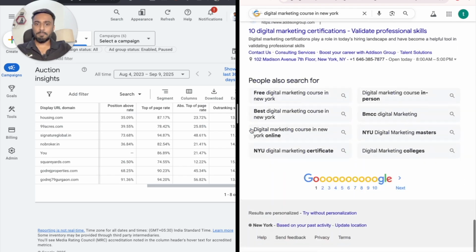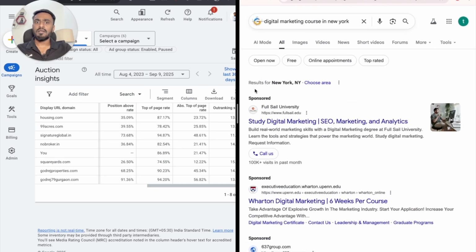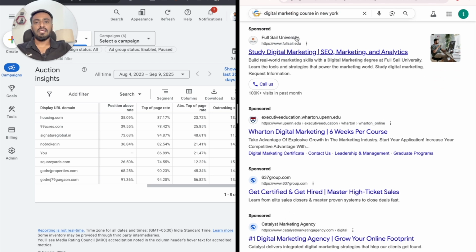It should not be at the bottom of the page, which is this, or this. It should always be on the top of the search engine ranking page, which is first, second, third, and fourth. If your ad was shown anywhere in all these 4 places, you will be counted under top of the page rate. For example, out of those 100 impressions, 86.89% of the time, or 86.89 times, my ad was shown in any of these 4 rankings. That's why my top of the page rate becomes 86.89%.